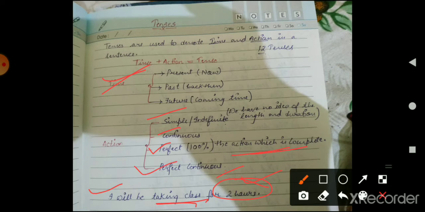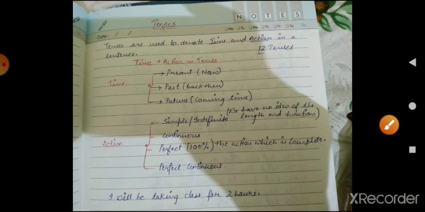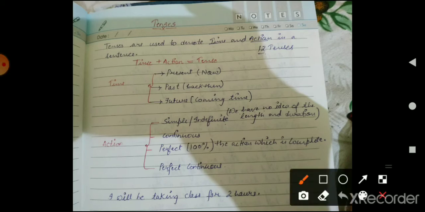Okay, so these are the major parts of time and action. Time is divided into 3 categories and action is divided into 4 categories. By using these parts we make different types of tenses. So there are total 12 types of tenses. How many types of tenses? 12 types of tenses. Now that you have understood what the portions of time and the parts of action are, we know that there are 12 tenses in total.